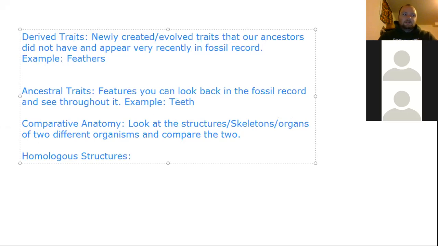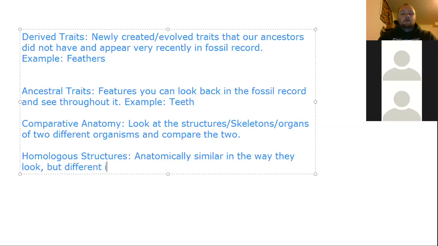Okay, so homologous structures are going to be, how do I want to put this? These are anatomically similar in the way they look, but different in the way they function. Okay, so can anybody think of any examples of a homologous structure? So it looks kind of similar, but it does different things. So it doesn't have to be with like two humans. Think of like humans and cats and bats and whales and all those different things. What do we have that's kind of similar? Like a human and a gorilla, maybe?